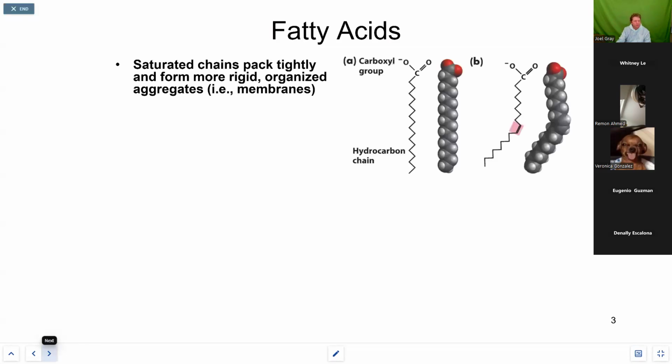And they're going to form more complex and larger, higher order structures like membranes. Now, here what we see is basically a saturated fatty acid on the left represented by A, and then a monounsaturated fatty acid represented in B. Now, tell me, just add to the chat how you would describe B, not A, but B. How would you describe that shape, in comparison to A?